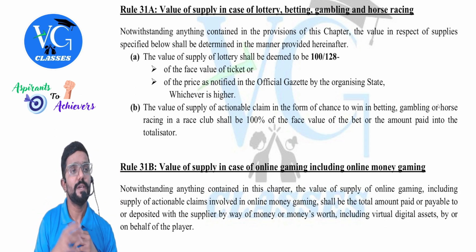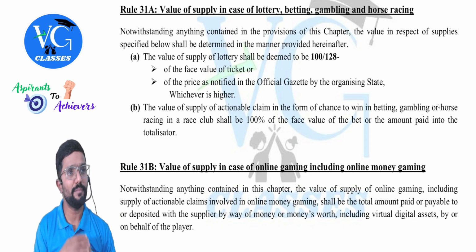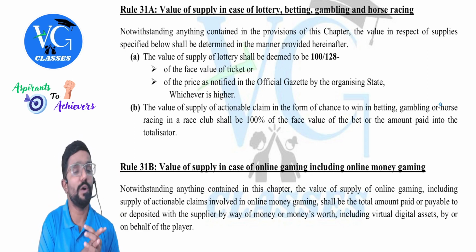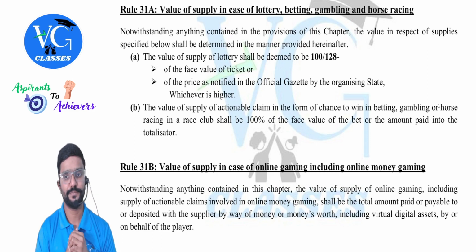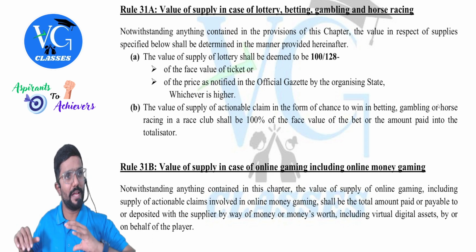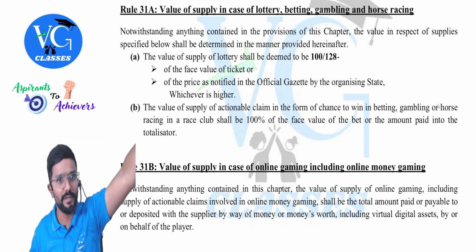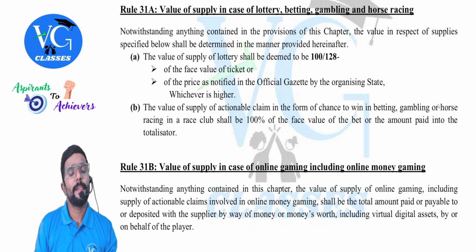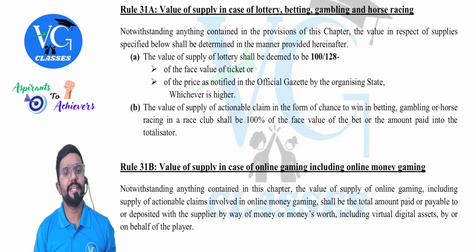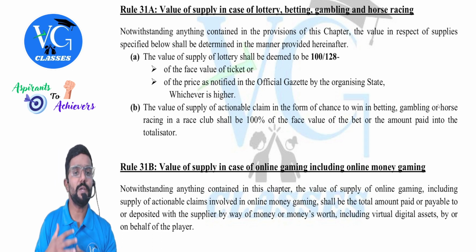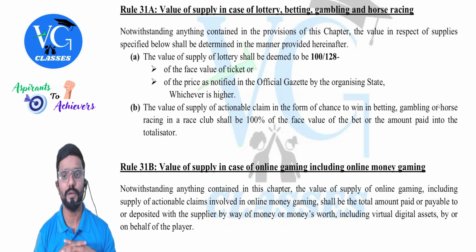Here they have given few rules with respect to that specified actionable claim. How do you determine the value? We will see that. Rule 31A, guys, this is a separate set of rules. Please be careful. Whatever we already studied, 27, 28, 29, 30, 31, that is one set. Now we are seeing another set. Rule 31A, value of supply in case of lottery, betting, gambling and horse racing. First, notwithstanding anything contained in the provisions of this chapter, the value in respect of supply specified below shall be determined in the manner provided hereinafter.